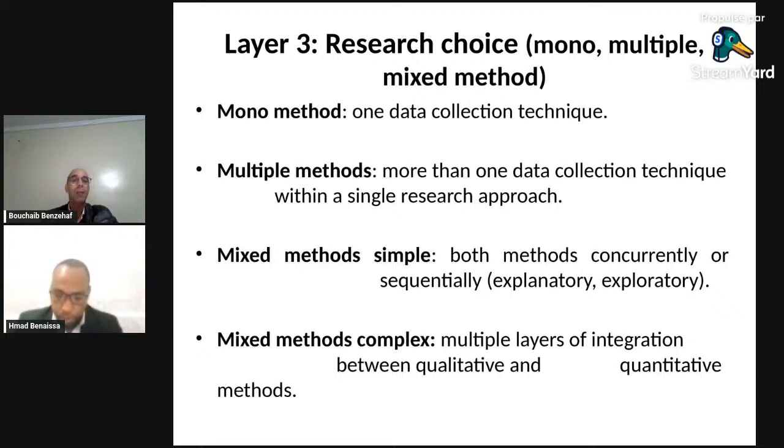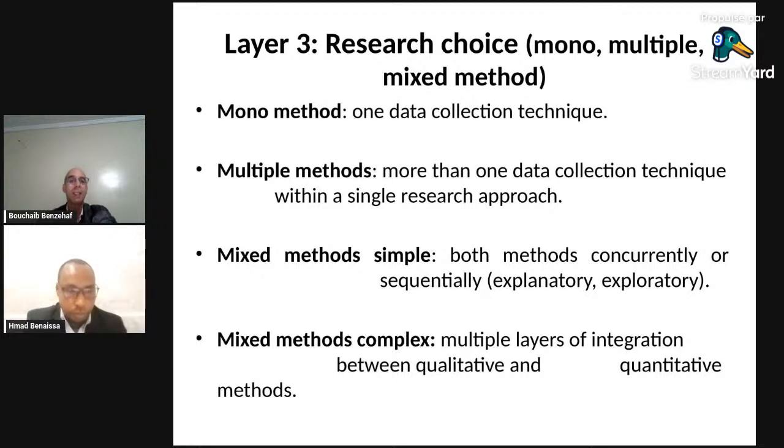Let me just go back to observation and say one word about it. Observation is or can be both quantitative and qualitative, depending on how we make use of it. Because observation is of two types, structured observation and unstructured observation. Structured observation is the type of observation that uses a checklist. This is quantitative. Unstructured observation is the type of observation that does not use any checklist. This is qualitative. So when we say multiple quantitative methods and we use observation, we mean structured observation with questionnaires.